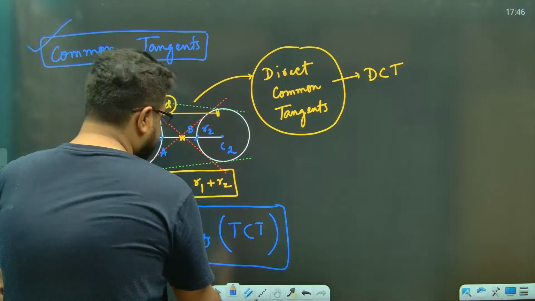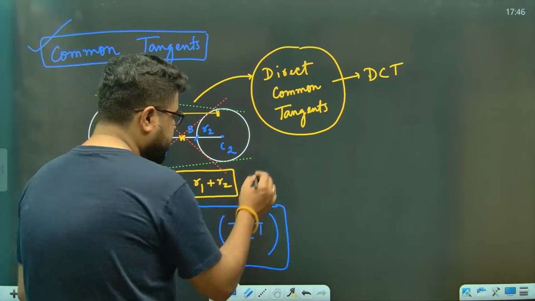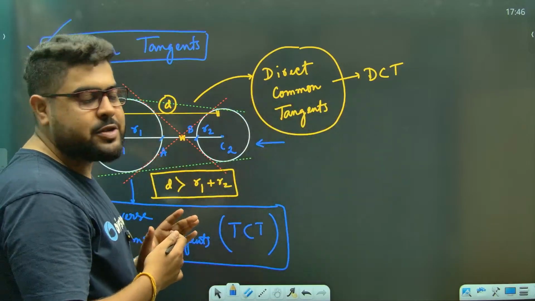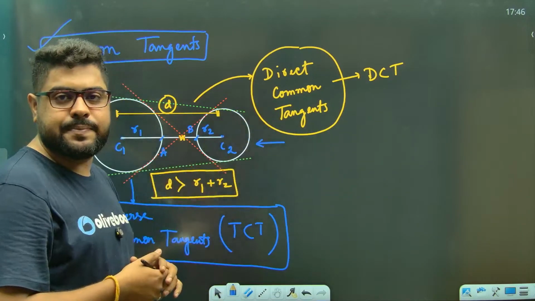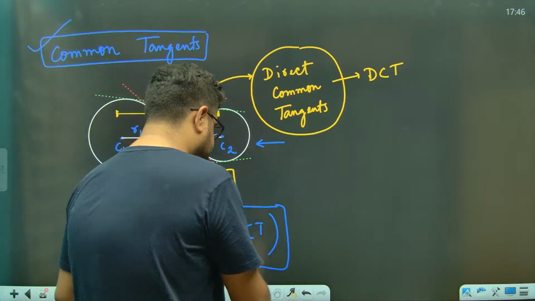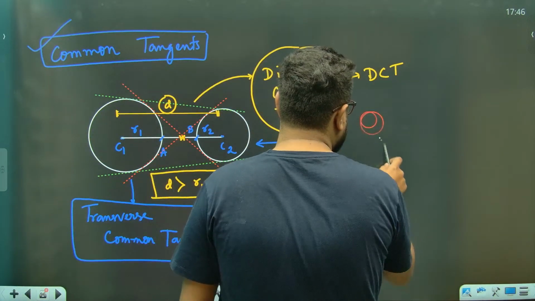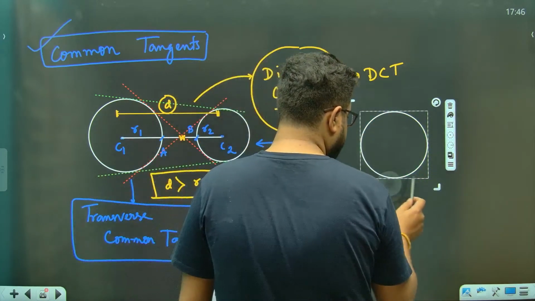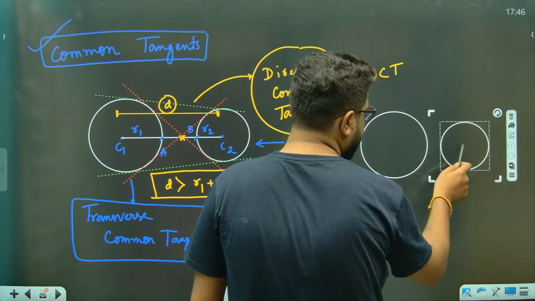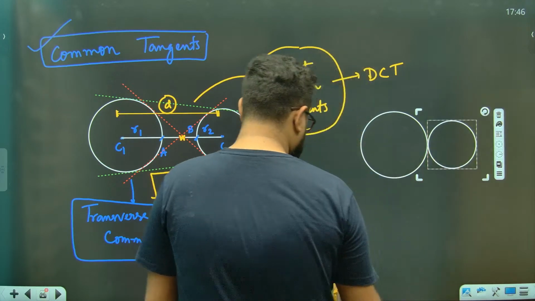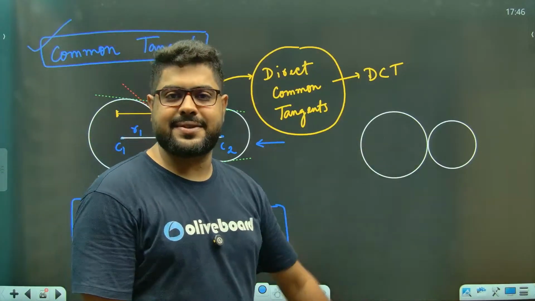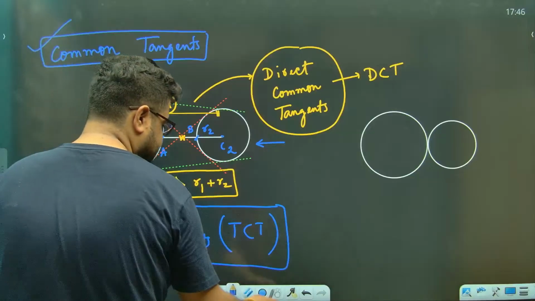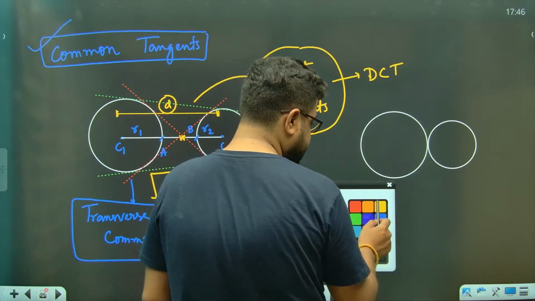Now tell me one thing, everyone. If I push this particular circle from this side, or apply compression, they will try to come closer. The next step that can happen is something like this. You see, they can touch each other externally. Now, in this situation, let's draw the tangents.